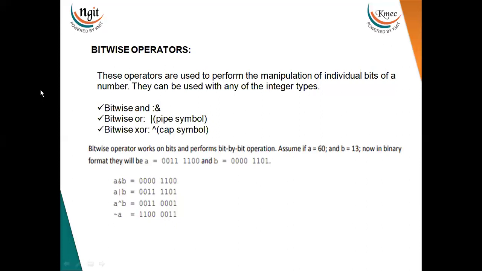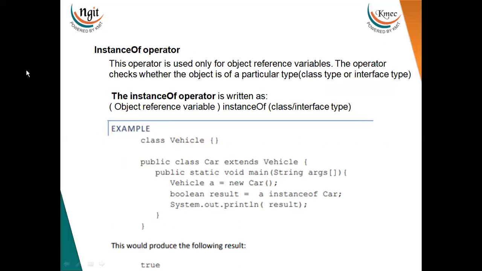This is all about the bitwise operators. Then the instanceof operator. This is a special operator which is there only in Java, right? This operator is used for object reference. The operator checks whether the object belongs to a particular class or not. So the object reference variable is an instance of that particular class or not. If it belongs to that particular class, then it returns true. Otherwise, it returns false.